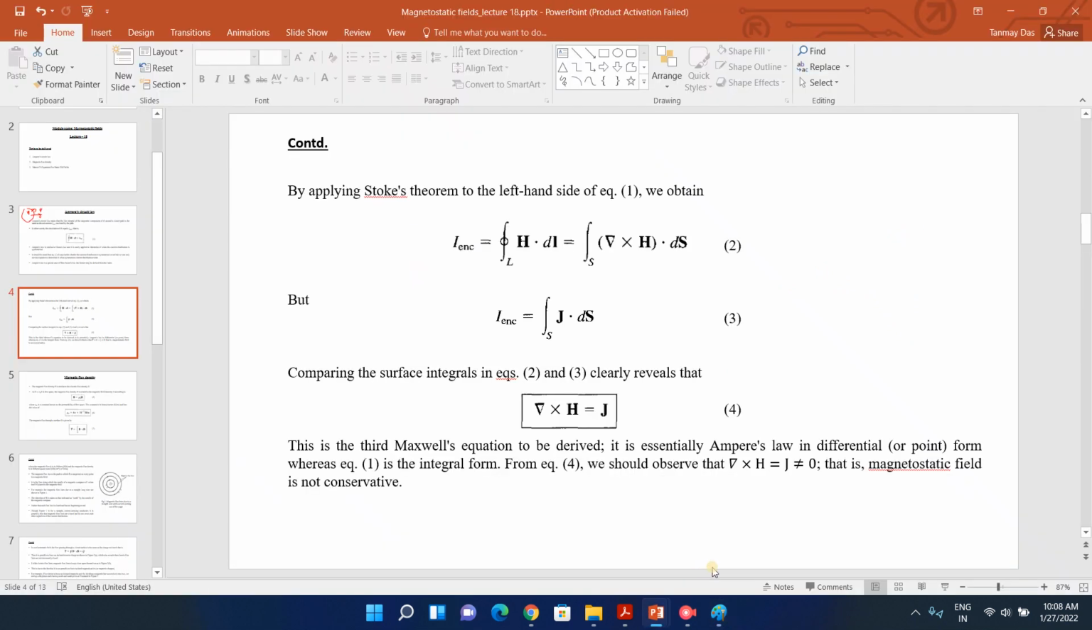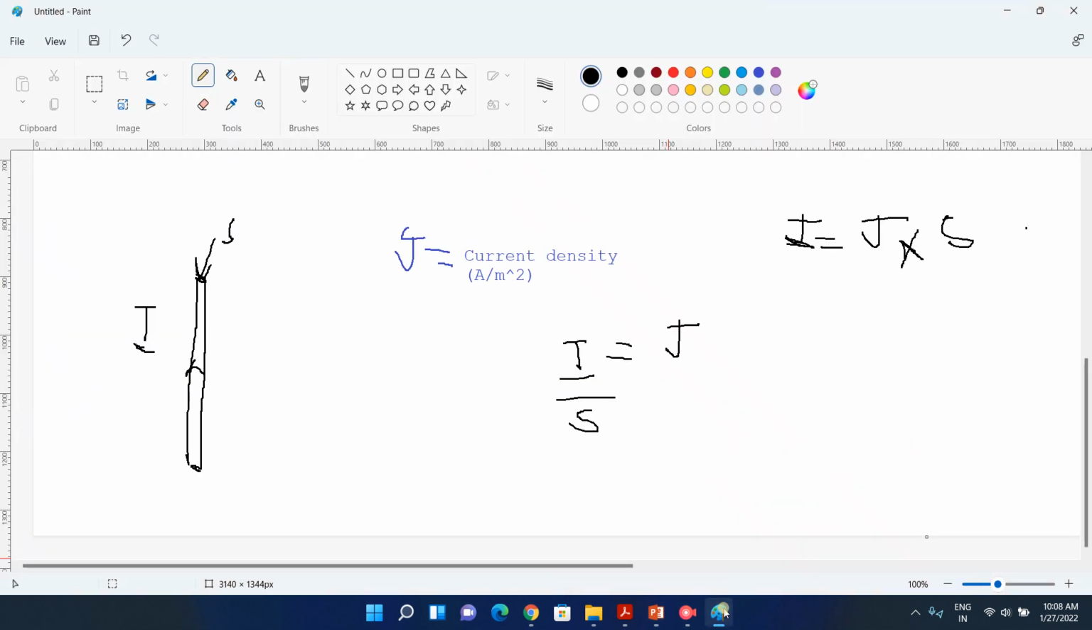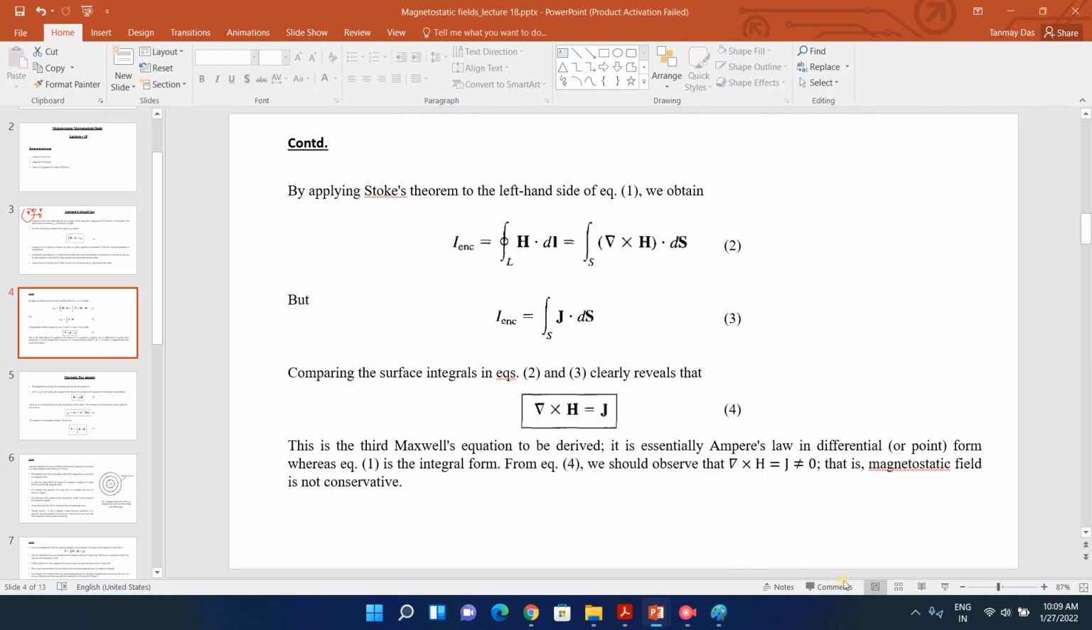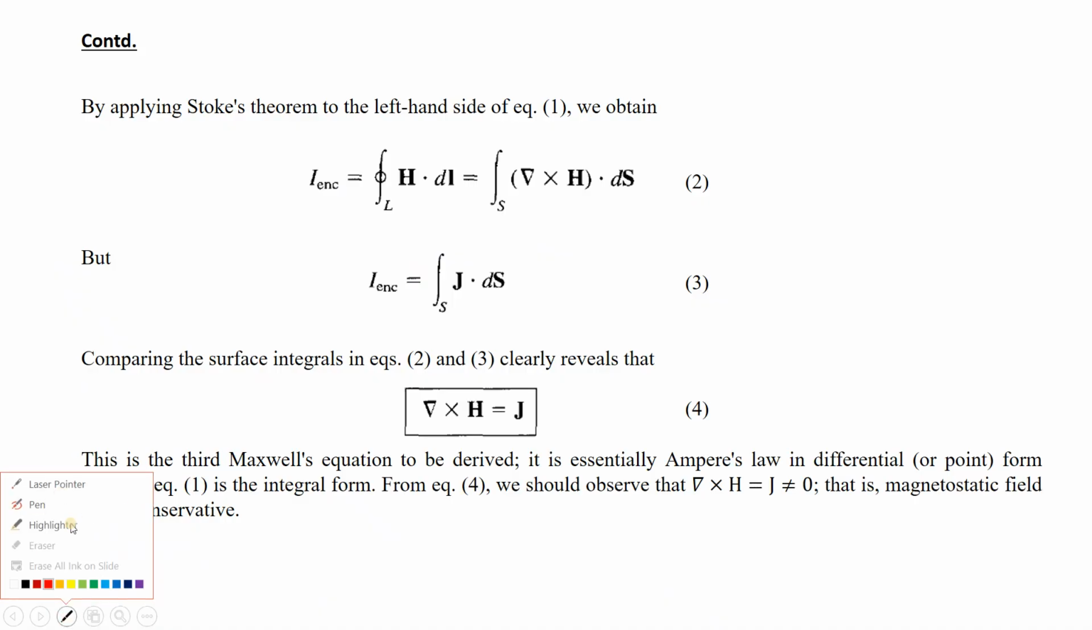Now, current density J is actually a vector, and the area S is also a vector. So J cross S we can write, because current is not a vector; IDL is a vector. That is why we have written it this way: I is equal to the surface integration of J. So current is equal to the surface integral of J.